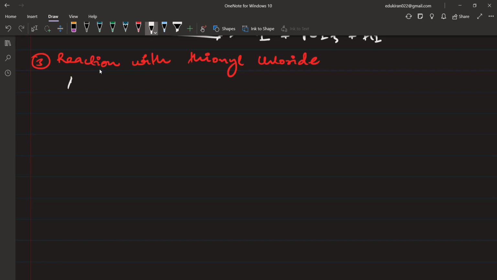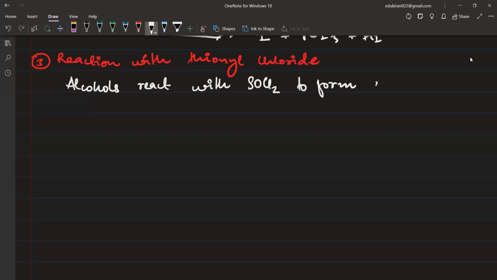Right, next. Alcohols react with SOCl2 to form chloroalkane.